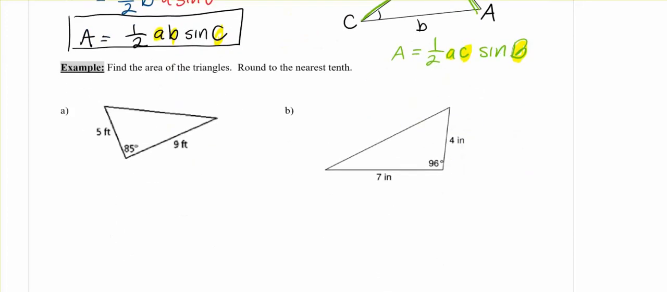Let's go ahead and apply that here. So 85 is the angle between. So the area is really straightforward. It's 1/2 times the 5 feet times the 9 feet times sine of 85.